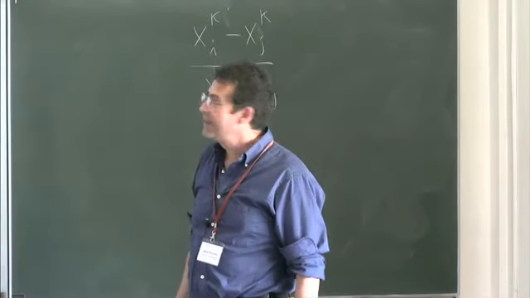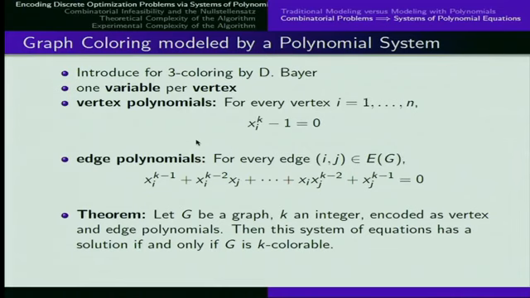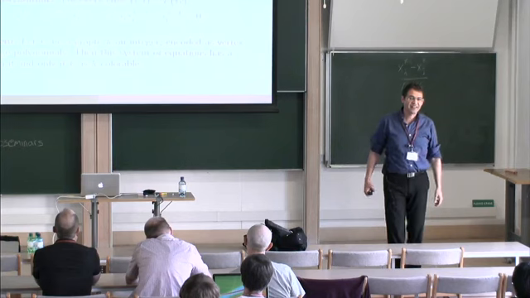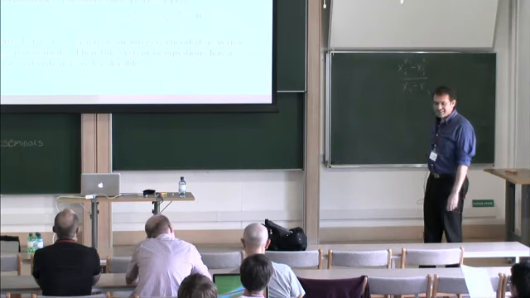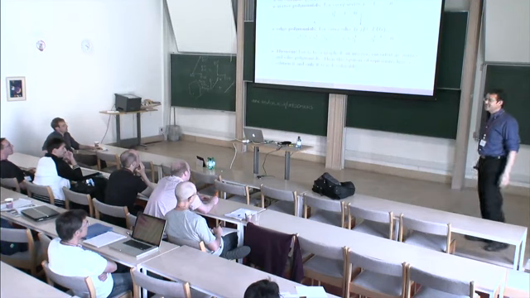Okay? So now the theorem is that this system of equations has a solution if and only if the graph is k-colorable. You can color the vertices of the graph with k colors. Your variables now are taken by the complex roots of unity. That's correct. These are complex roots of unity right now. So that's the difference from before. Now I'm going complex, not real anymore.